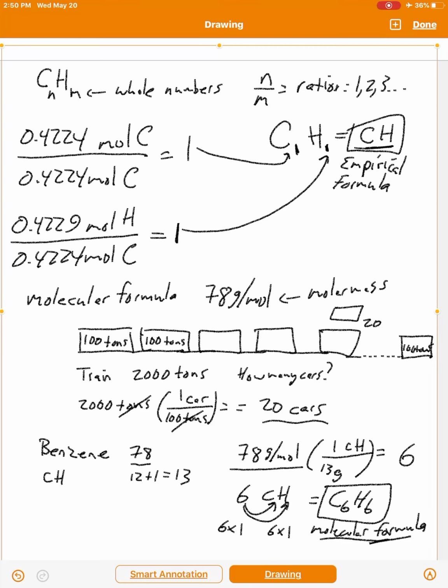Okay? So what you do is you take the given value, the molar mass, you figure out the molar mass of the empirical formula that you've already calculated, take the ratio of those two numbers, 78 over 13. That'll give you a nice whole number, like 6, and then you multiply that by the subscripts that you had in the empirical formula. So let's say the empirical formula had been CH2. You would get times 6 would be C6H12. And there you go.